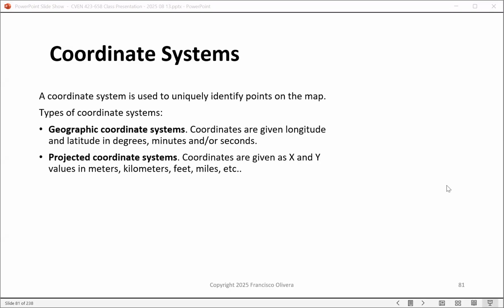There are going to be two types of coordinate systems. One is the geographic coordinate systems, which have to do with latitude and longitude, which is something that we are aware of. And the other ones are the projected coordinate systems that are based on a mathematical algorithm to flatten the surface of the Earth, just like we were mentioning before.